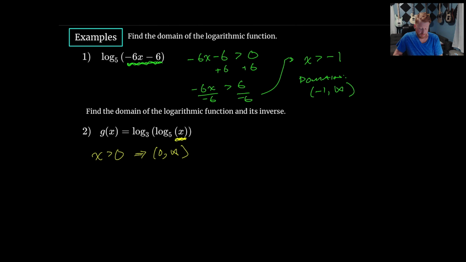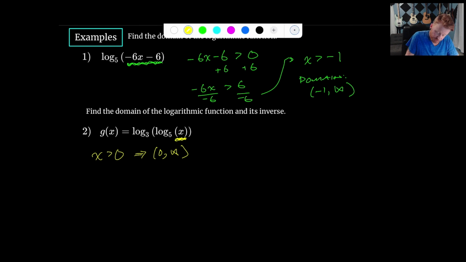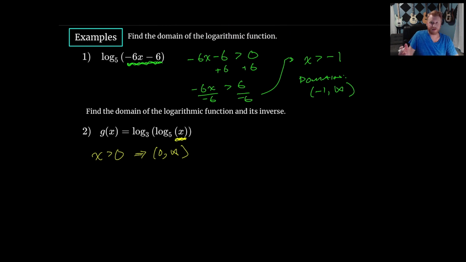That is the domain for the base parent function here. Okay, so now let's take a look at what else is being plugged into a log function. What's being plugged into the log base 3 function is the log base 5 of x. So what I'm underlining in green now is what is being plugged into the log base 3 function. So that is telling us that log base 5 of x will have to be bigger than 0.